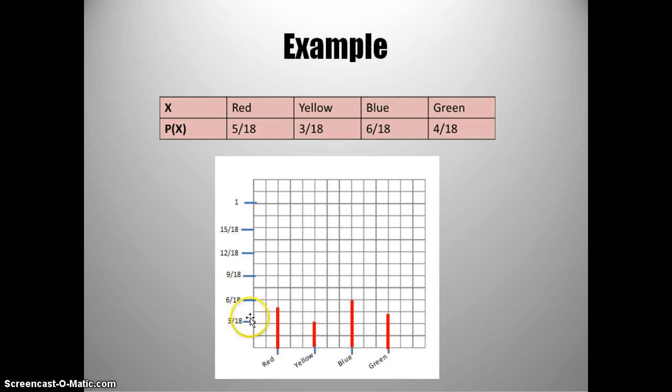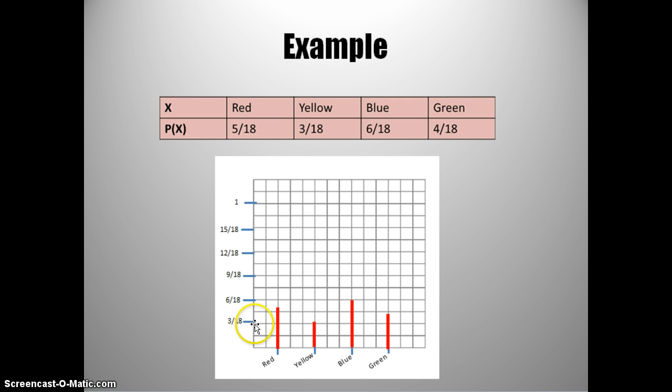Now notice the scale along the vertical axis. The highest value is 1. That would be 18 out of 18. And I'm using values out of 18 because that's how my probabilities were given in fraction form. But of course you can certainly rewrite your scale in decimal form or in percent form, however your probability distribution is given to you.